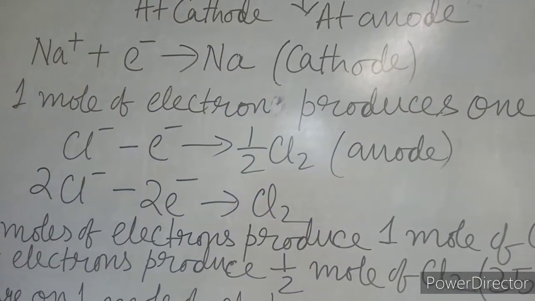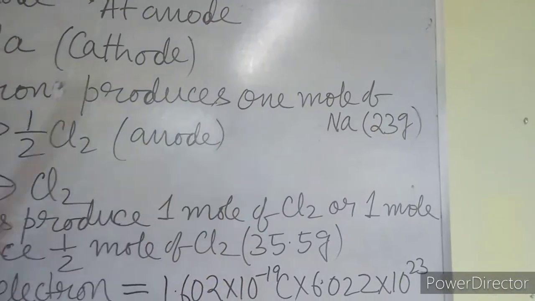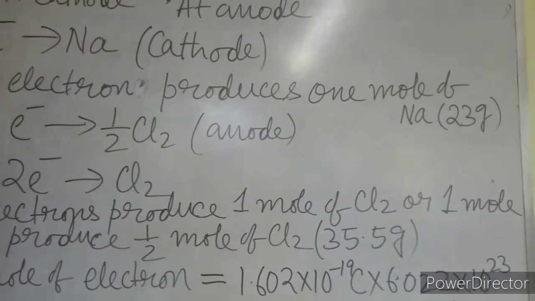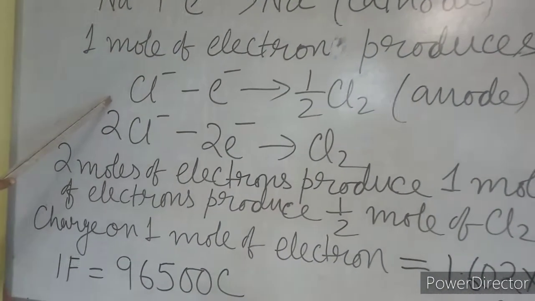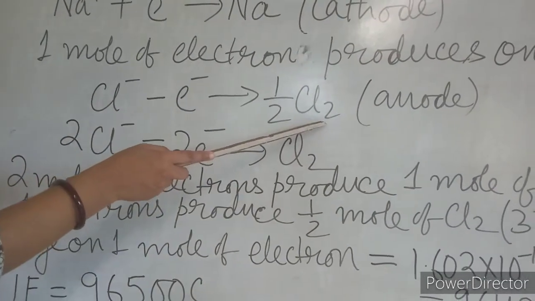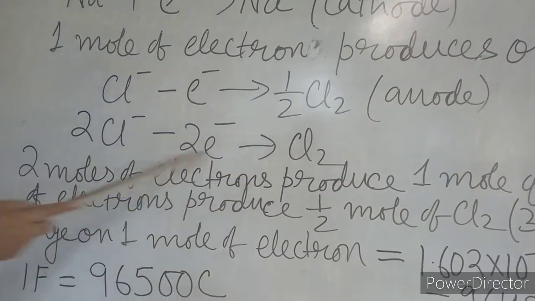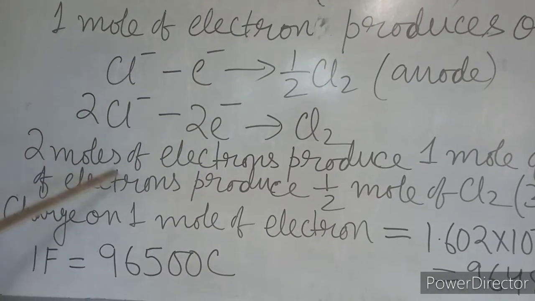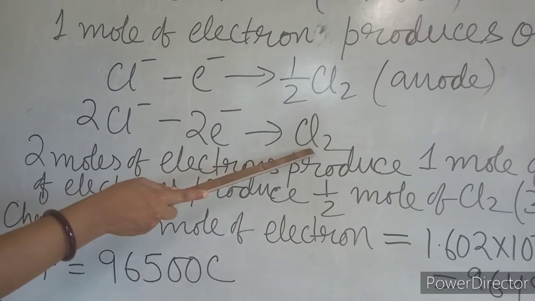Now we know that the molar mass of sodium atom is 23 gram. So I can say that 1 mole of electron produces 23 gram of sodium. Similarly, at the anode what is happening? Cl negative ion is releasing the electron and changing into chlorine gas, that is half Cl2. To balance it, I can write 2 chlorine ions. When releasing 2 electrons, it becomes 1 molecule of chlorine gas.